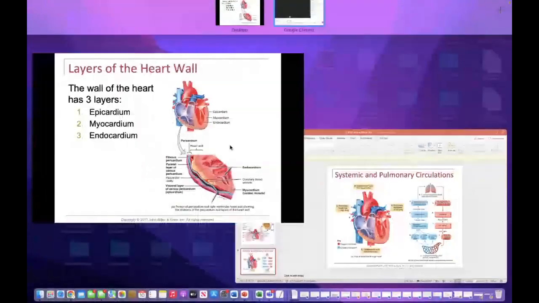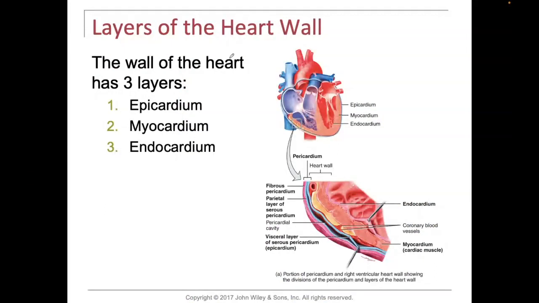Okay, welcome back. We are still on the heart, and we're going to take a look at some of the important layers of the heart. So, the wall of the heart has three main layers: an epicardium, myocardium, and an endocardium. And the one that you may be a little bit familiar with is number two, which is the myocardium. This is the muscle of the heart.